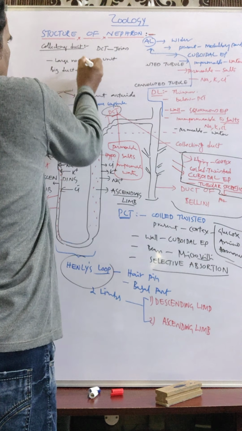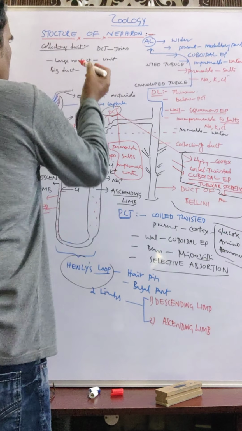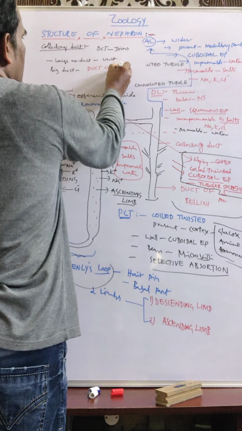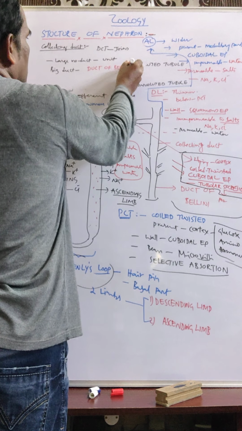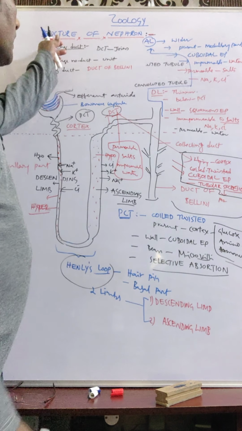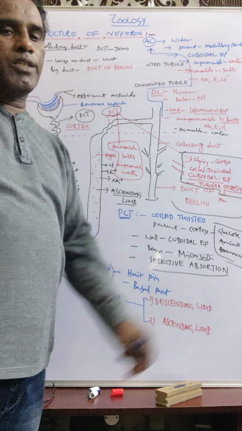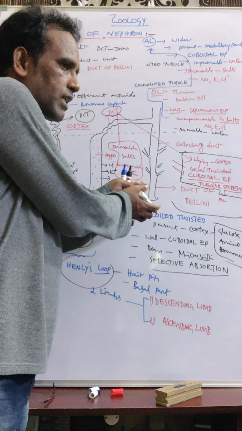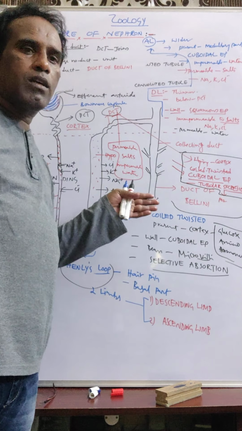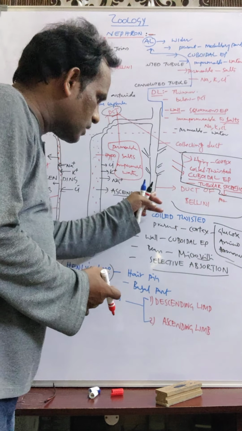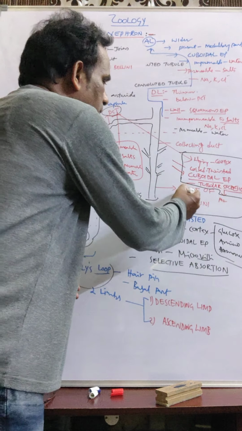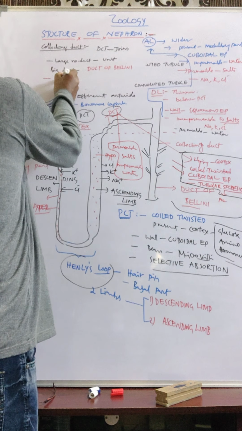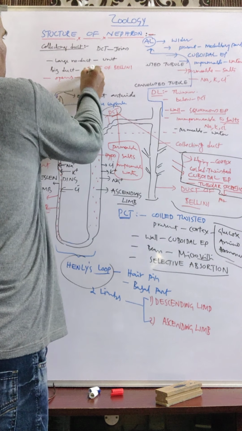That is called the duct of Bellini. So DCTs join to form collecting ducts. Many collecting ducts, like 10 to 20, are joined to form a large duct. This duct is called the duct of Bellini. This duct of Bellini opens into the renal pelvis.